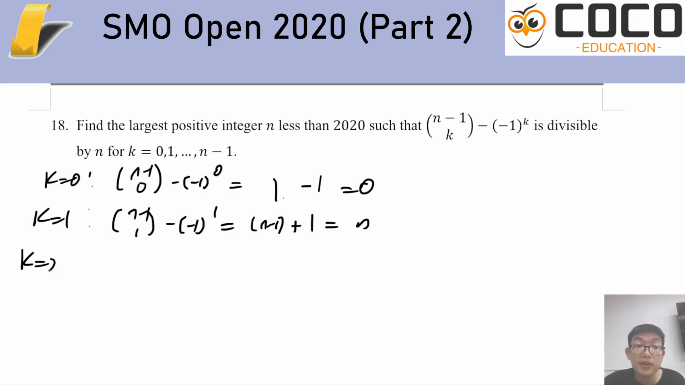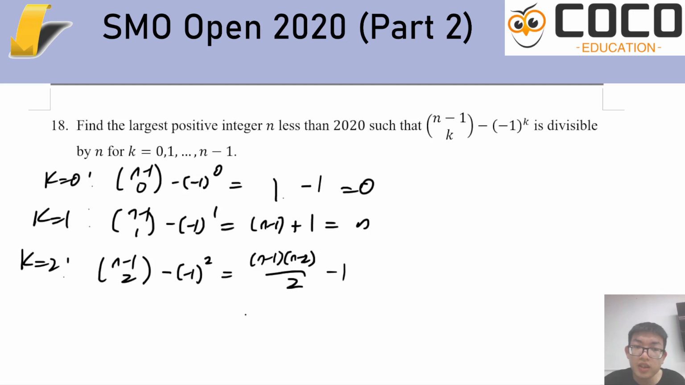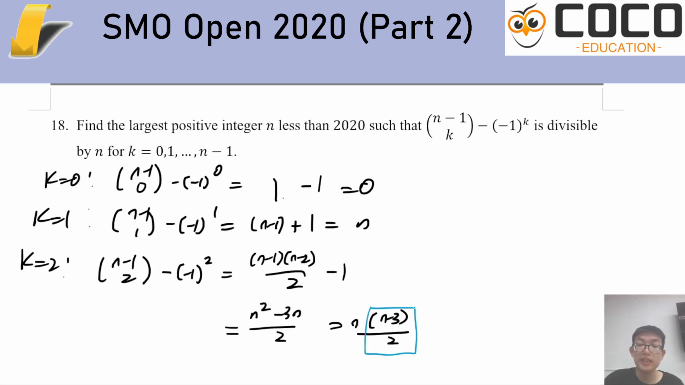k equals 2 then. N minus 1 choose 2, minus 1. This is n squared minus 3n plus 2 over 2 minus 1. Now this is divisible by n if this is an integer. So it means that n must be odd.